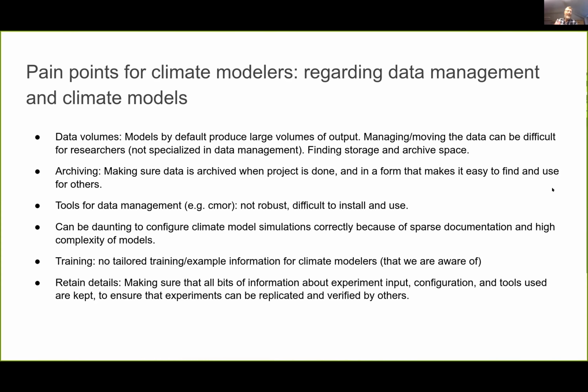But anyway, the tools for the data management, as I mentioned before, they're not particularly robust and they're difficult to install and use. You need to have a bit of experience before you can get these things working. So that's the pain point for the researchers themselves. If they're expected to use these things, then they want them to work and they want them to be easy to use. And the documentation around model simulations is pretty sparse at times.